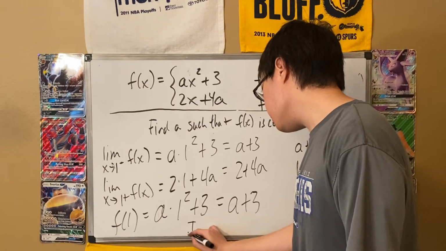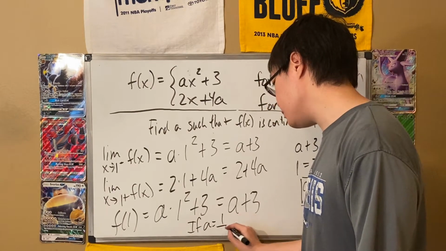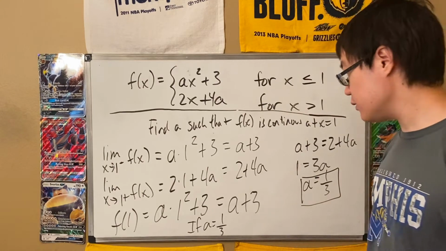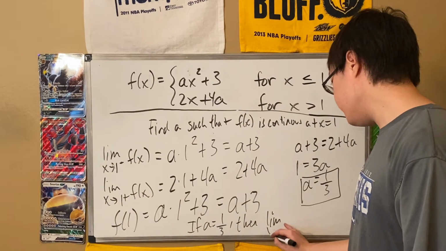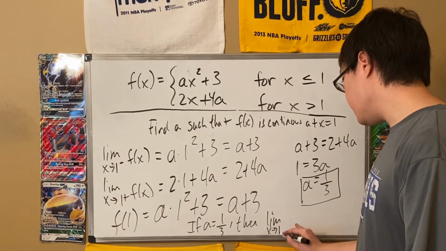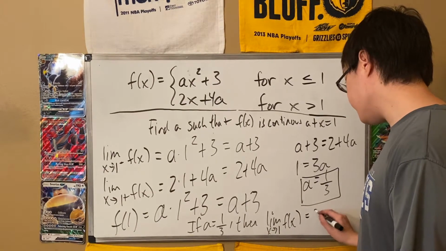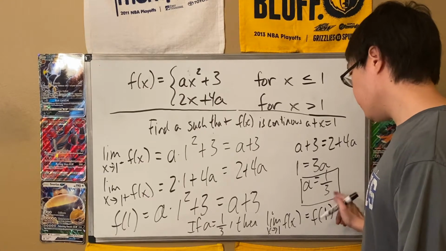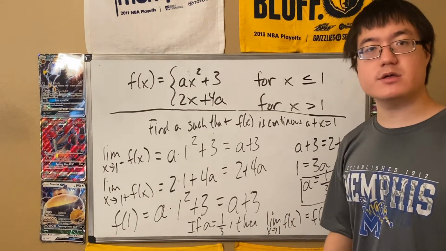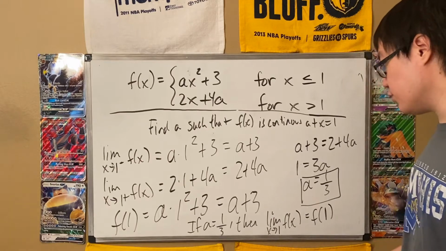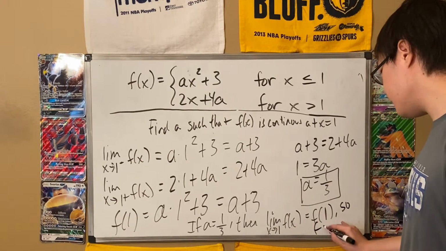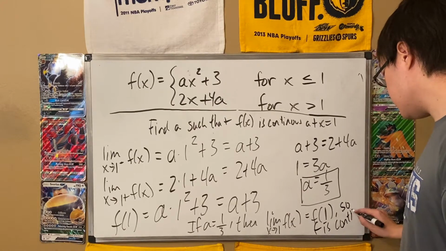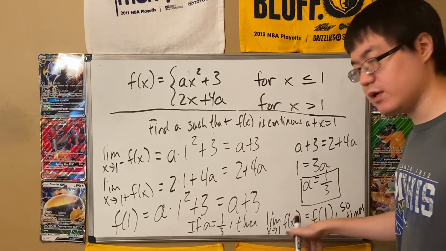So if a is equal to 1/3, and it has to be 1/3 because a is the number we found, then the limit as x goes to 1 of f of x will equal the function value. If you need to, you can plug in 1/3, it's going to be 3 1/3. And this is what it means for a function to be continuous. So f is continuous because the limit equals the function value.